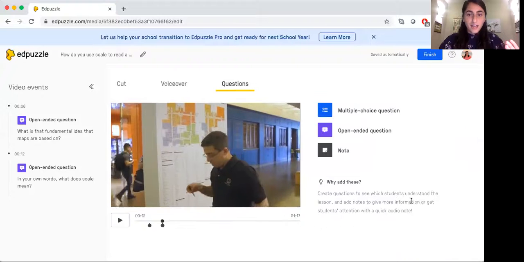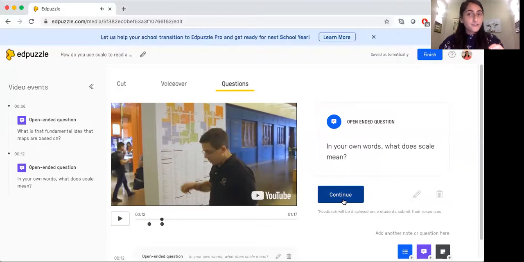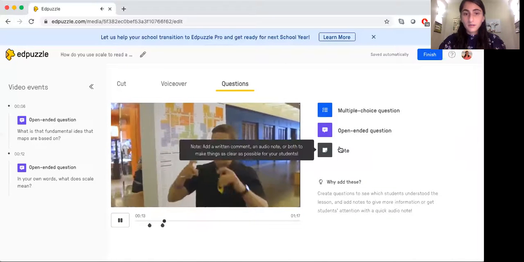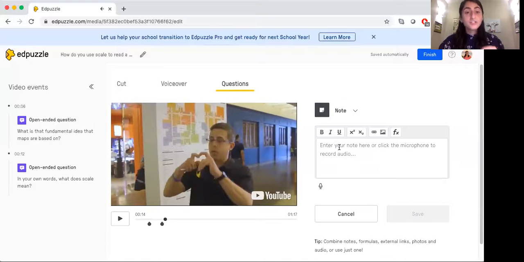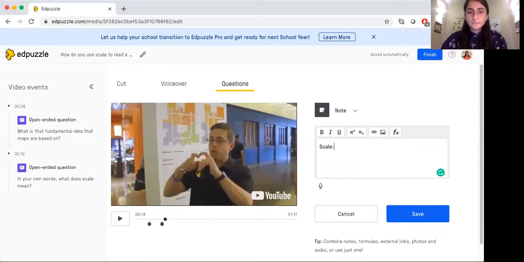Another benefit is that after they answer this question, you can add in a note to tell them what scale is here. He's going to start explaining it, but it's definitely helpful to provide your students with some context. You might say scale is the ratio present between a drawing and a real world object.